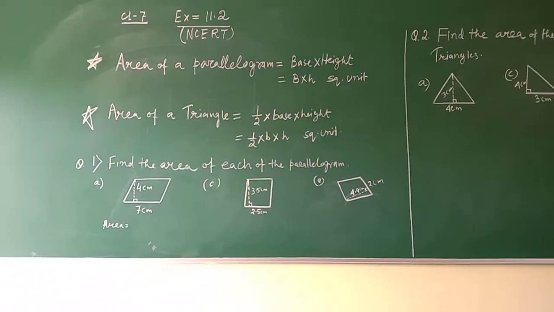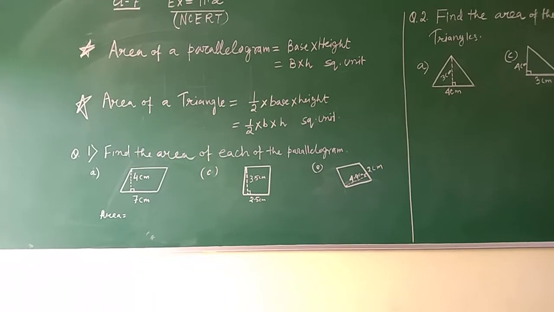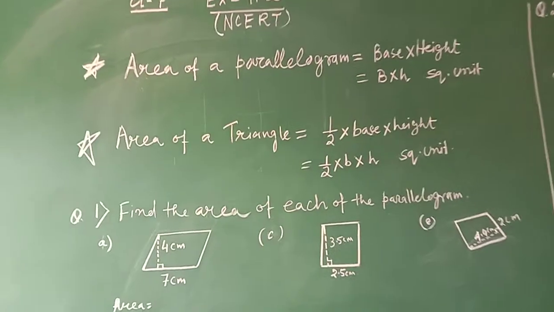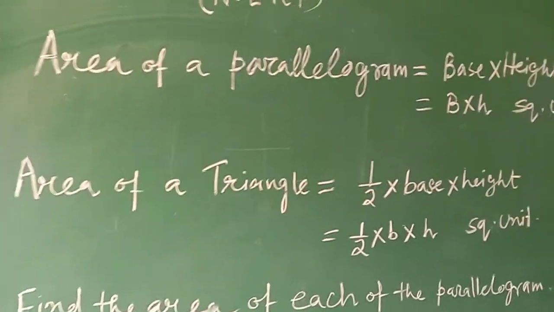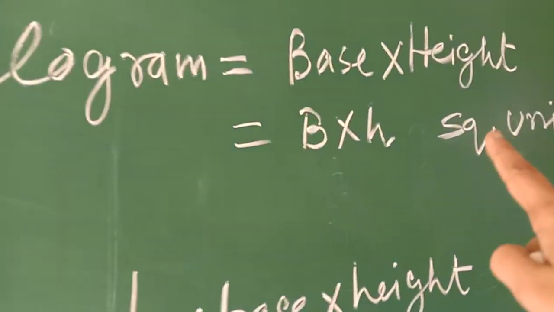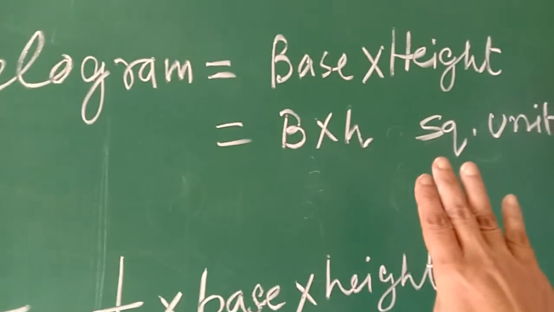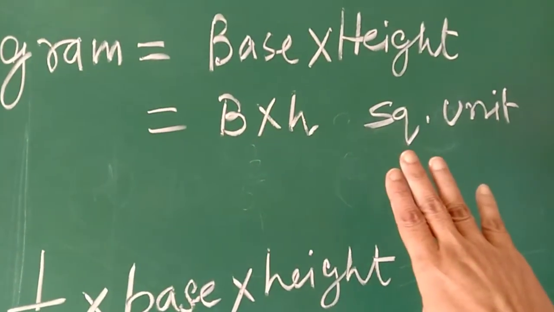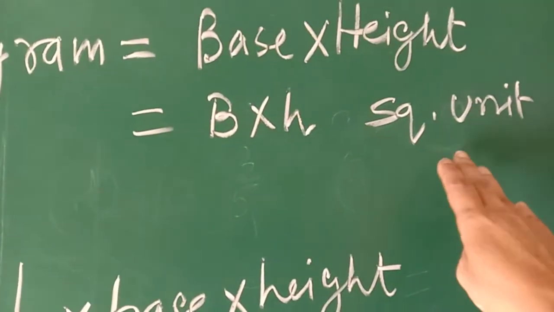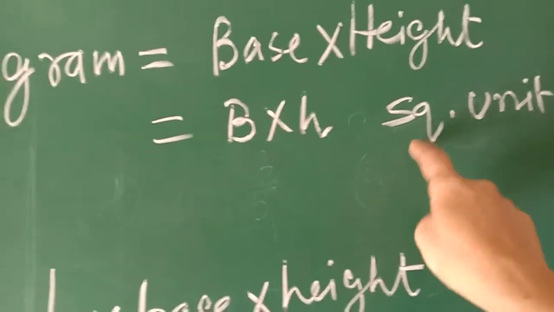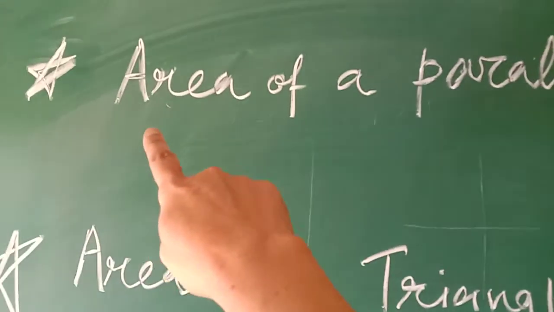We have already explained in the video the area of a parallelogram and the area of a triangle. Here we are summarizing it again. Area of a parallelogram is base into height square unit. Whenever we are finding any area, the unit will always be square unit. Unit means centimeter, meter, whatever it is, but before that you have to write square when you are finding area.